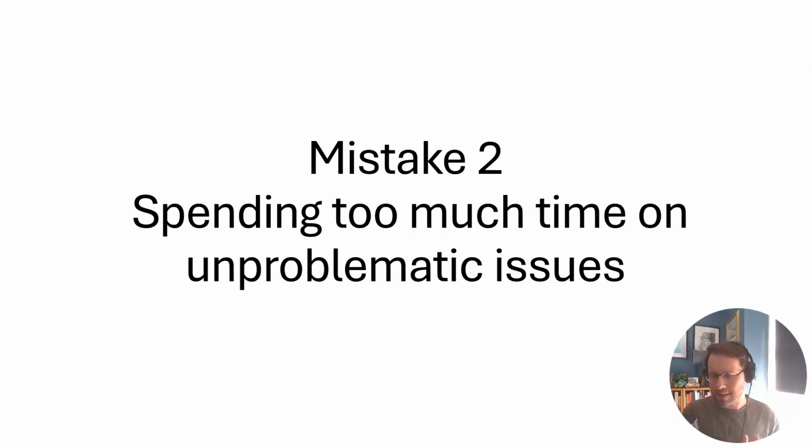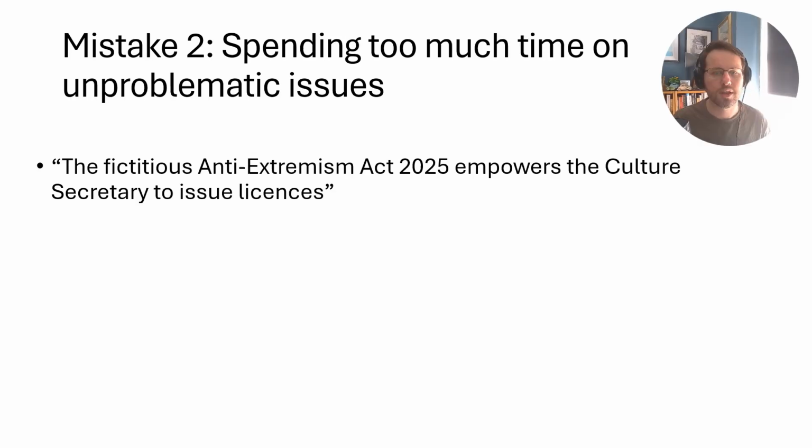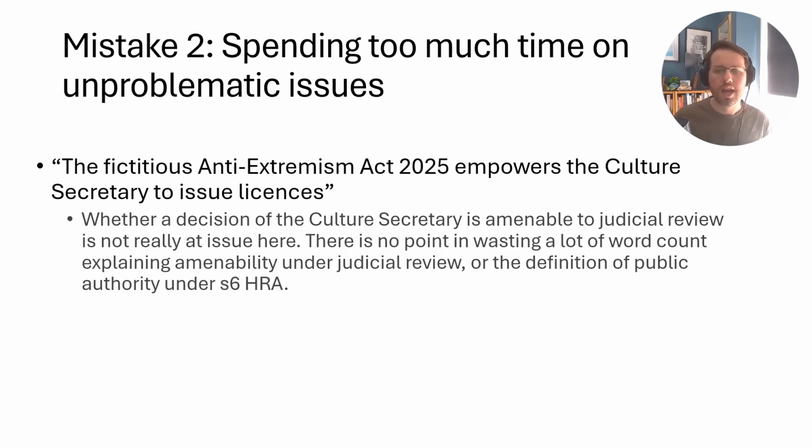The second thing, a mistake that students often make, is that they spend too much time on unproblematic issues. So, for example, in that previous example that I gave of the Anti-Extremism Act that empowers the Culture Secretary to issue licenses. Now, amenability, whether a decision is amenable to judicial review, is a possible issue. That is an important factor that we look at in judicial review. But whether the decision of the Culture Secretary in this instance is amenable to judicial review, that's not really an issue here. That's very straightforward.